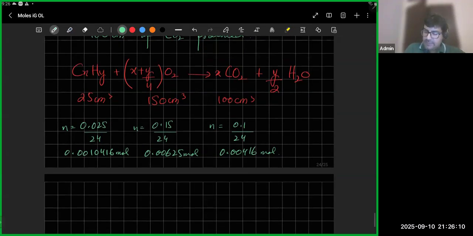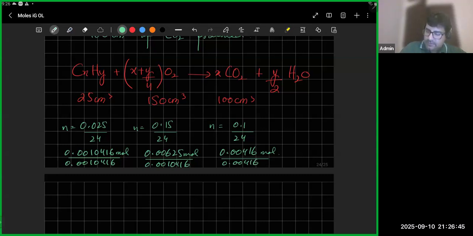So I've got all these values. What do I do with these values? I'm going to divide them by this because I need a whole number ratio. I think this is the smallest, so I'm going to divide all of them by this number so that I get whole numbers. So 0.00104116 divided by 0.00104116 is going to give me 1. Divide this as well.